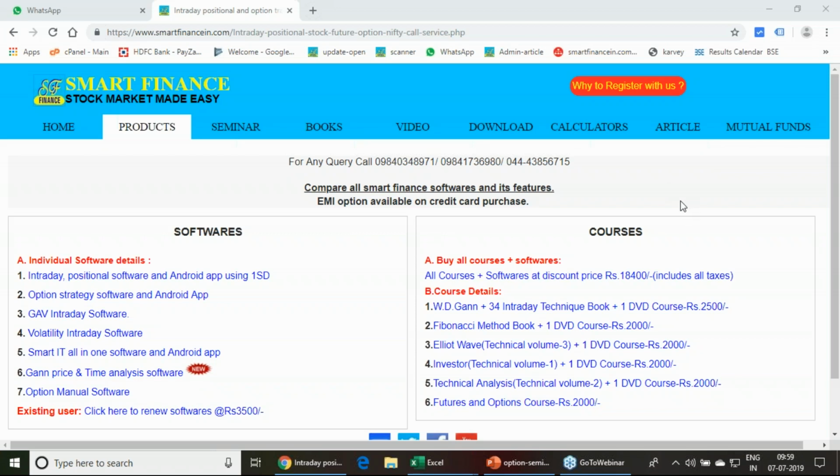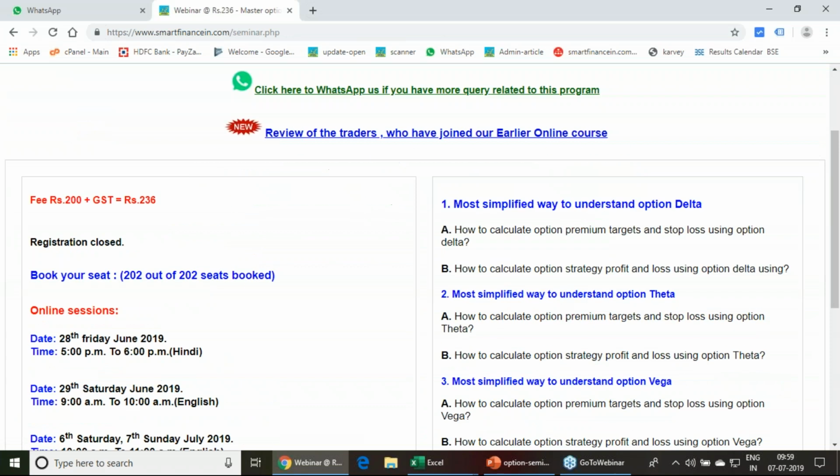This particular session is being designed with an objective to make you understand what is delta, what is theta, what is vega. These are the theta, vega, and delta internals, what they do with respect to the option premium, and how you can apply those things. We have concluded all the discussions. We have seen how they are impacting the option premium.